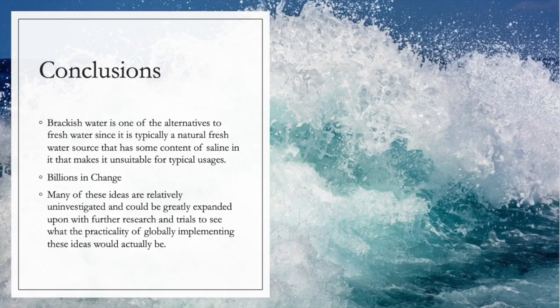Brackish water is one of the most probable alternatives to fresh water since it is typically a natural freshwater source that has some content of saline in it that makes it unsuitable for typical usages. By creating a way to remove the minimal concentrations of saline from this water source, the amount of water available would greatly increase.